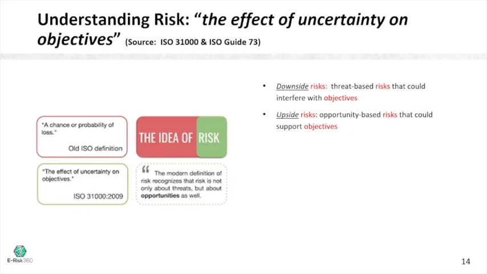So moving right along, it's important to have a really clear understanding of risk and that definition. And I really like the risk definition used in ISO 31000, the risk management standard. It's simple, it's very easy to remember and understand, and it basically defines risk as the effect of uncertainty on objectives. And there's both downside risks and upside risks. So you get downside risks, which are usually negative risks, threat-based risks, and they typically interfere with objectives. And you get the upside risks, which are positive risks, and they usually support objectives.